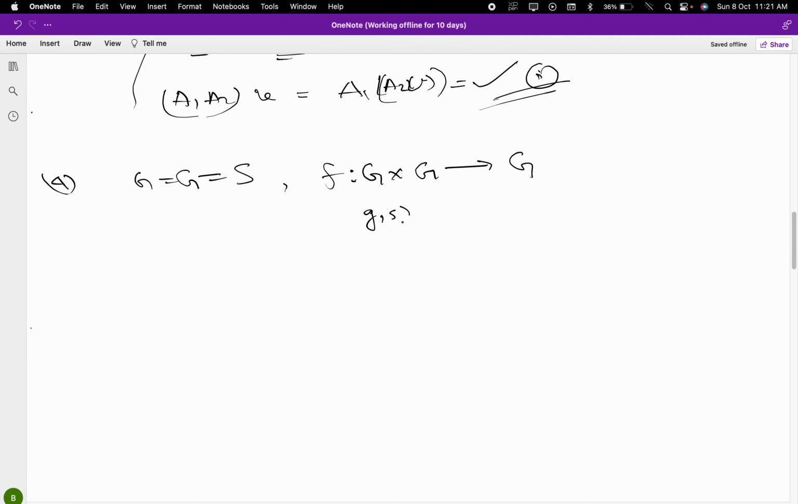Okay, so you take any element G, any element S. S is also an element of G, right? It may be same, may be different. We don't bother. It goes to G dot S, GS, right? So this is actually called left multiplication by G.